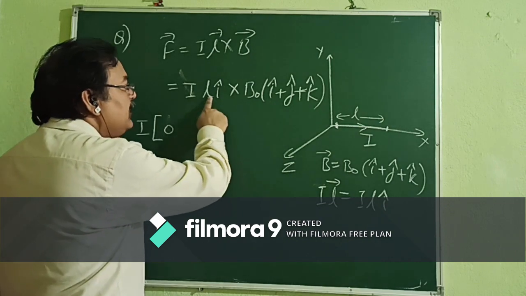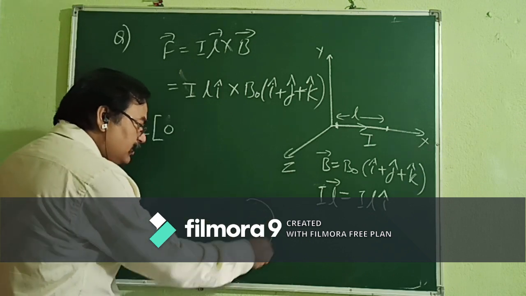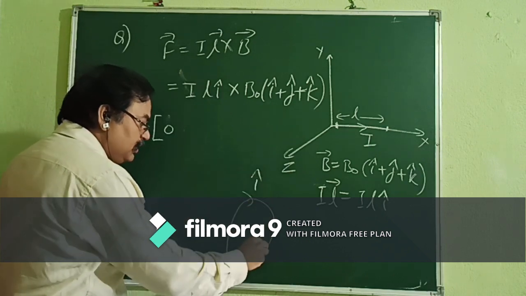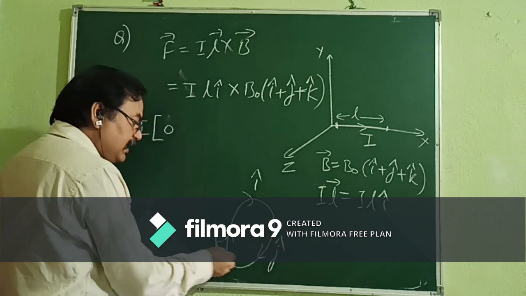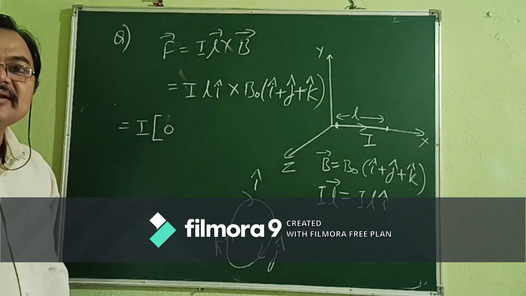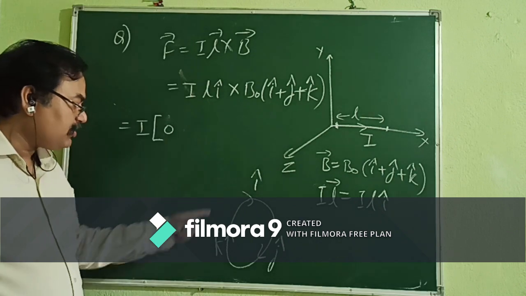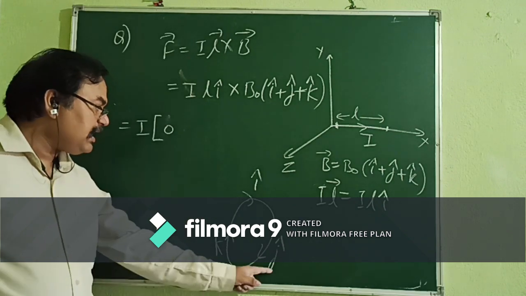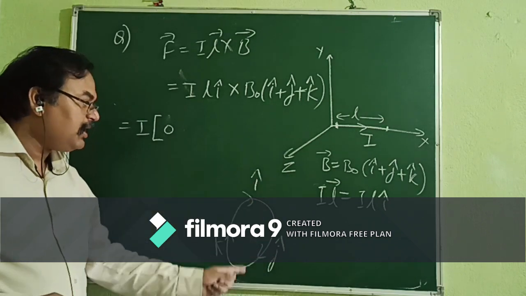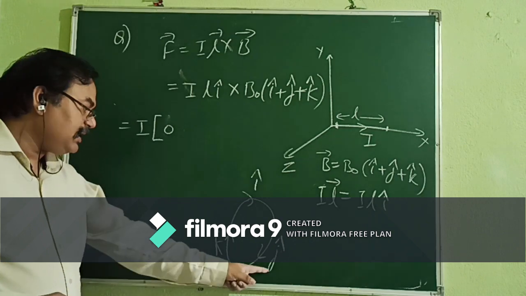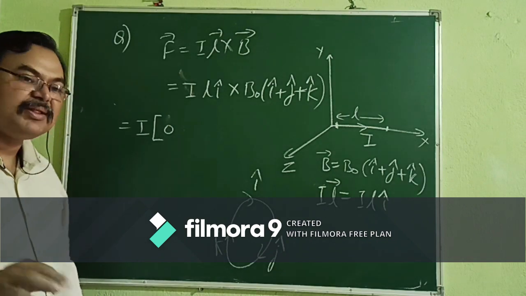Then I cross J. I cross J is what? I cross J is K. You might remember that circle, that is I, J and K. So I cross J is K. If you are going along the clockwise direction, it is taken as positive. If you are going anti-clockwise, it is taken as negative. Like I cross K is minus J, K cross J is minus I, and J cross I is minus K. If you are going in this way, I cross J is plus K, J cross K is plus I, and K cross I is plus J. So in this way it is there.